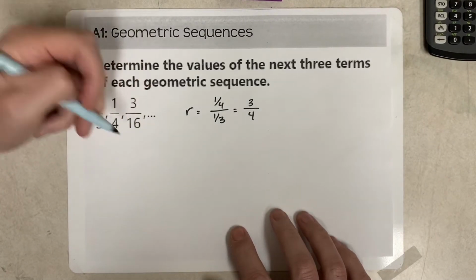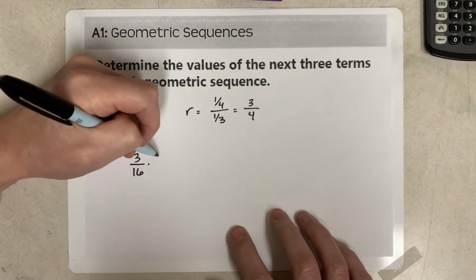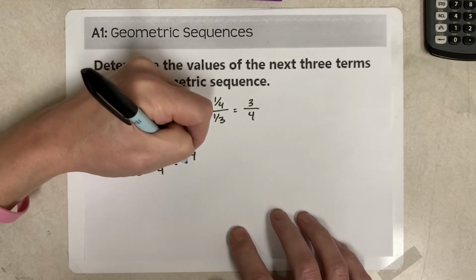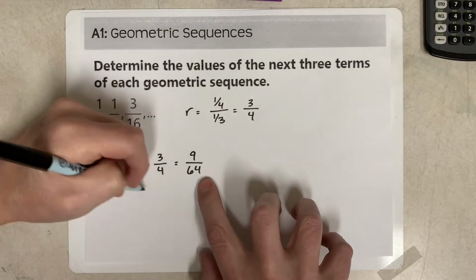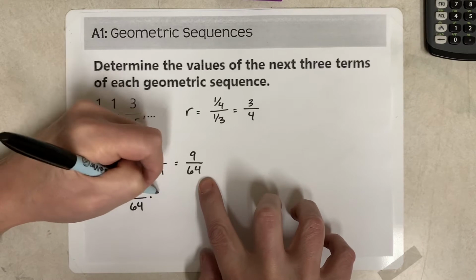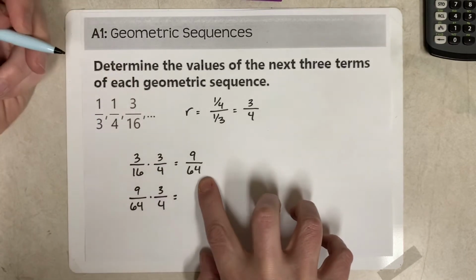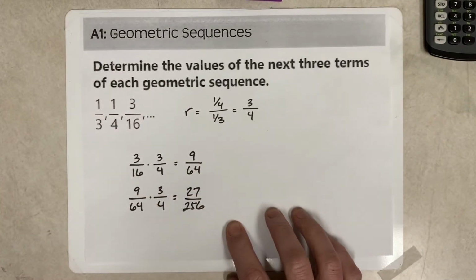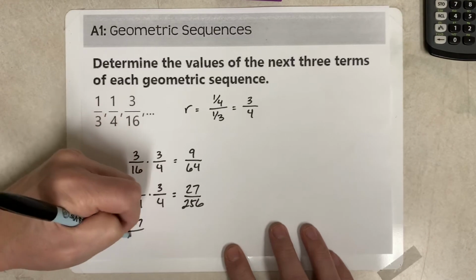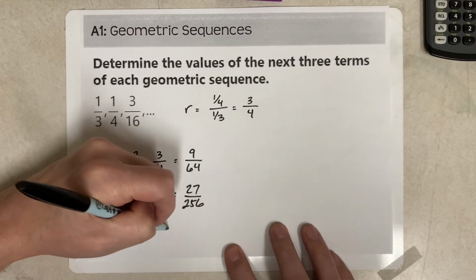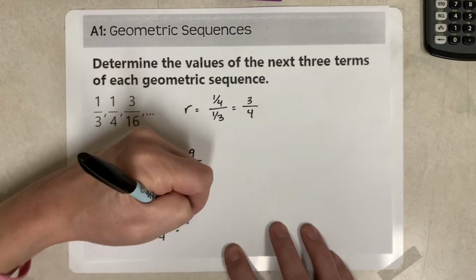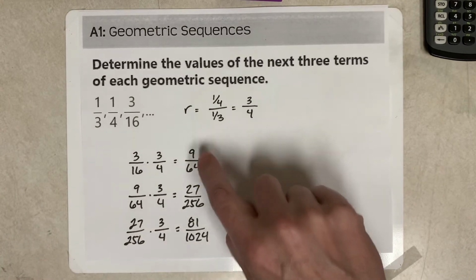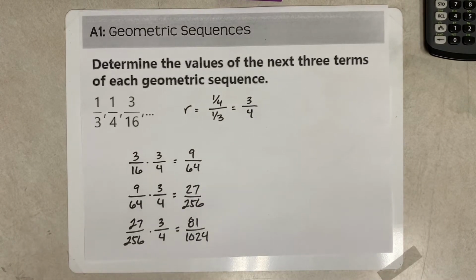So to find the next term, 3/16 times 3/4 is going to be 9/64. Now we use 9/64 times 3/4 again, because that's a common ratio. And we get 27/256. And one more time, 27/256 times 3/4, common ratio. And we finally get 81/1024. And these are the next 3 terms of our sequence, and they get big in a hurry too.